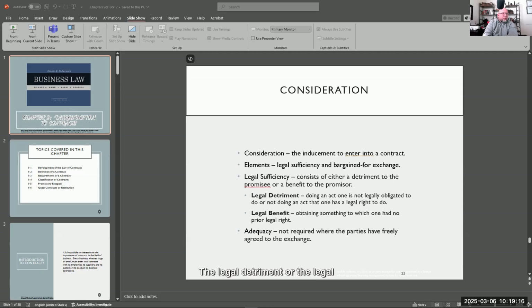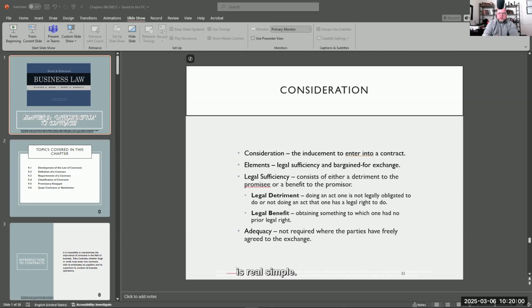The legal detriment or the legal benefit is the big point, especially in the sale of goods contract. So in UCC Article 2, that major point is the legal detriment or legal benefit. Legal detriment is doing an act one is not legally obligated to do, or not doing an act that you have a legal right to do. A legal benefit is obtaining something to which you had no prior legal right. So you're getting something that was not yours prior to this contract, prior to whatever the parties are doing to make this exchange. There has to be legal sufficiency and a bargain for exchange.